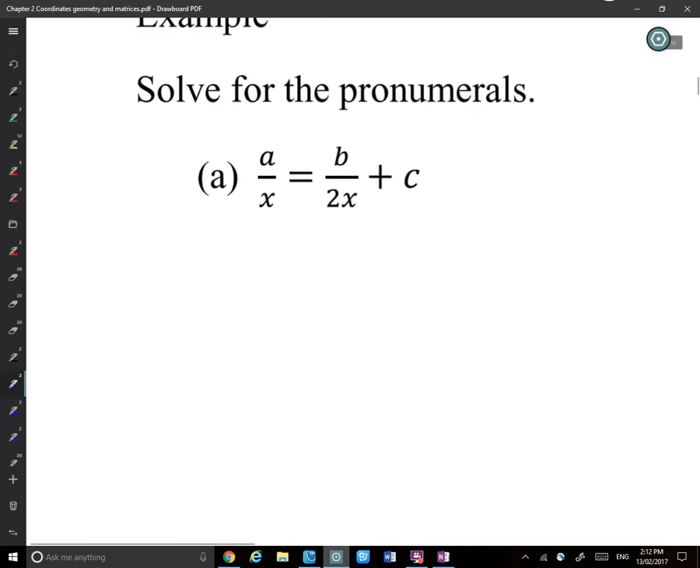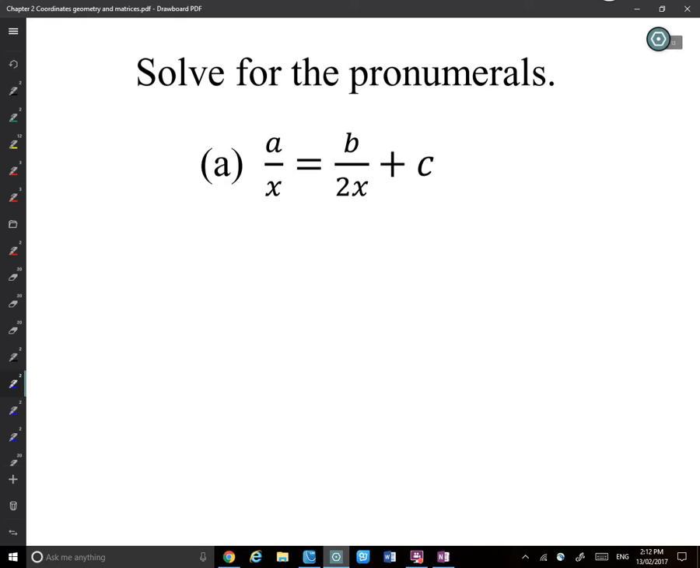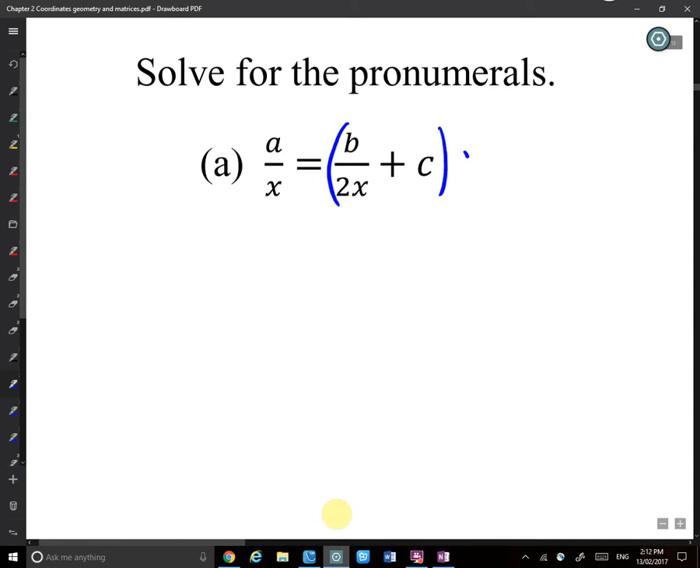First, when you see this question, a over x equals b over 2x plus c, you see denominators and you know, I don't like denominators. I will get rid of the denominators first. So how can we get rid of them? We have x and we have 2x. So the first step we will do is times 2x on both sides.